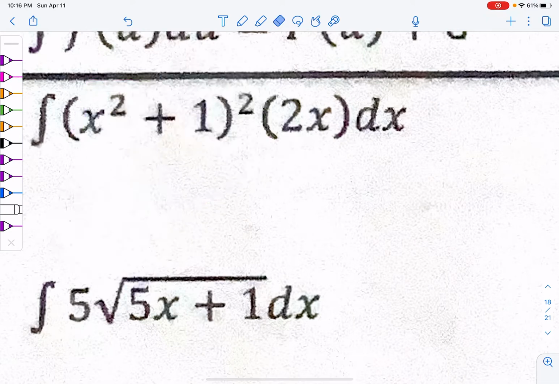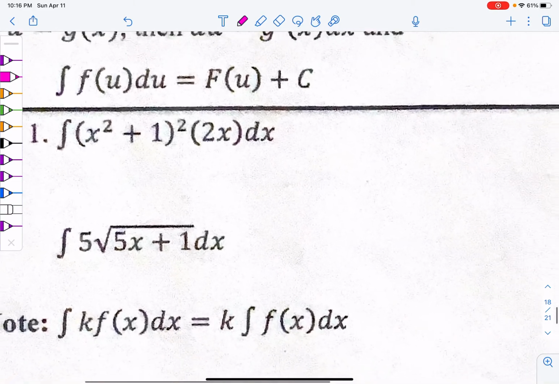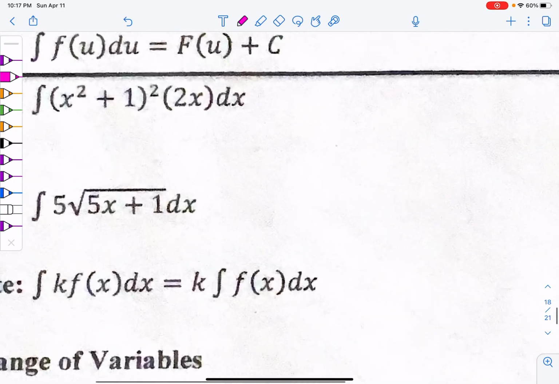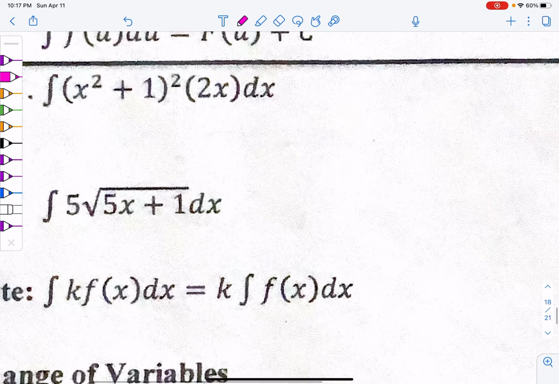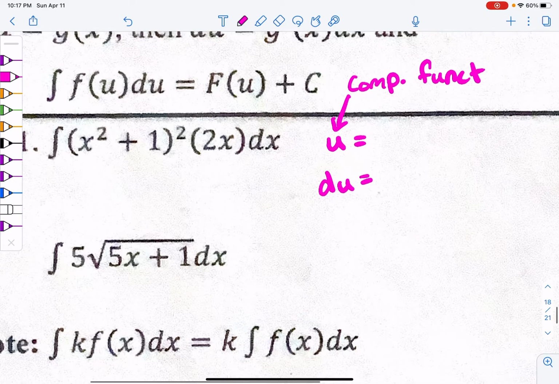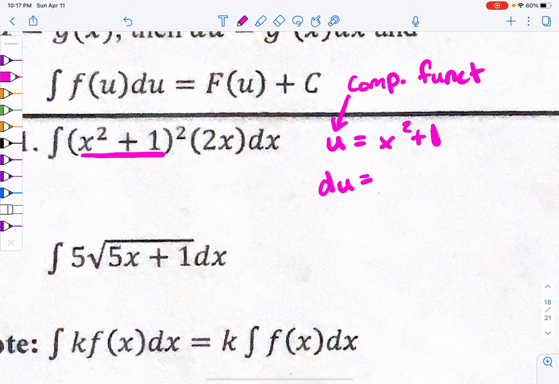So here's how we simplify this. When you're doing substitution, we have to have something to substitute in, so we do the same process every single time. It involves a u and a du. You designate what u is and what du is. And u is always going to be the composite function, the function that is stuck inside of one of the other functions. So in this case, my u is going to be x squared plus 1.